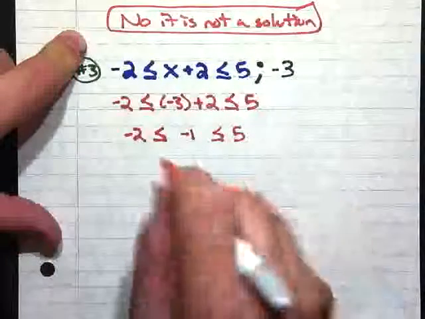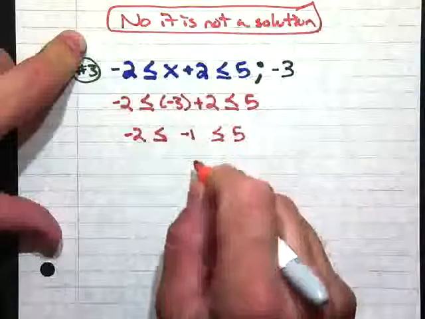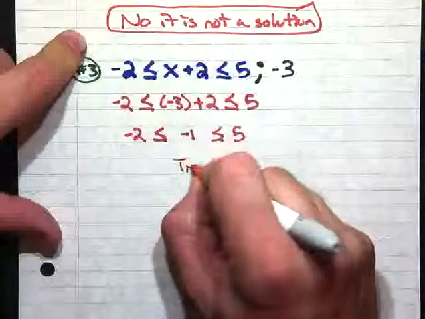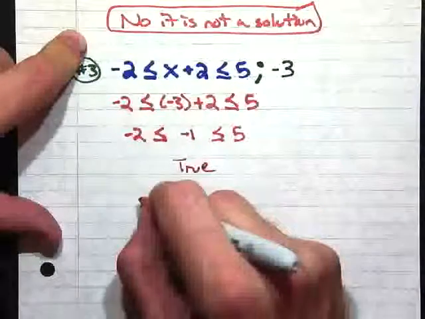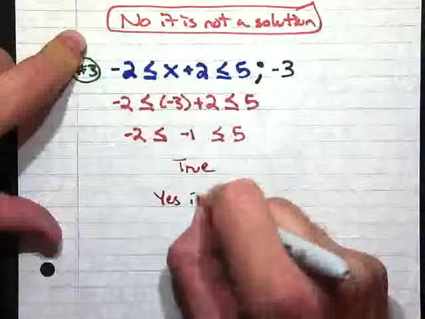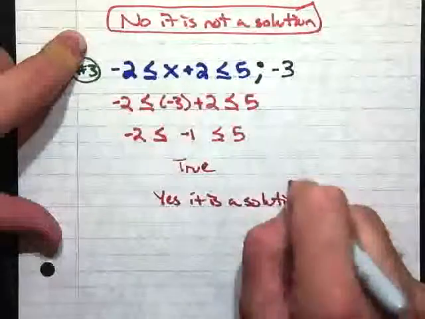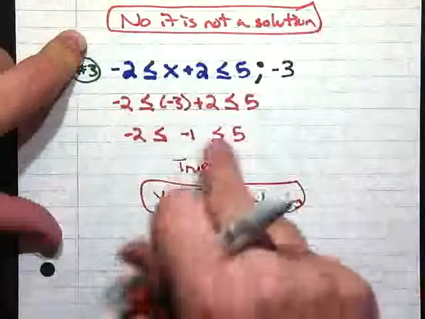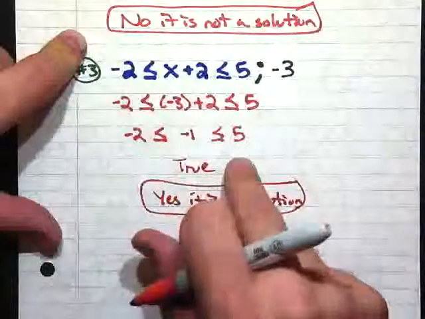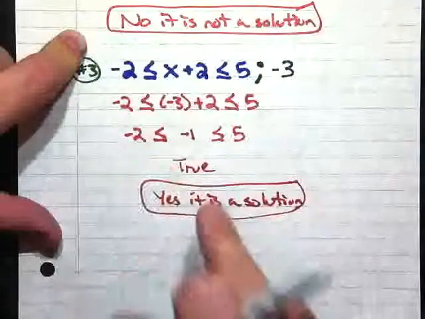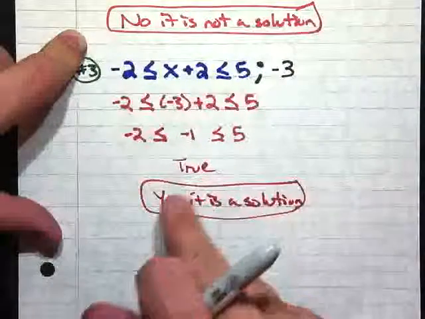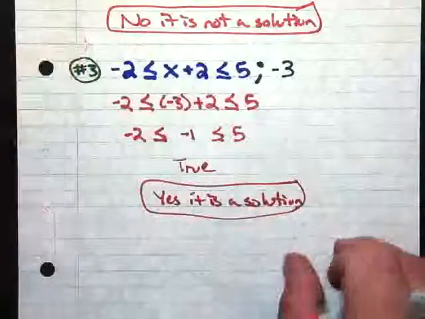Yes, it is. So because both of these inequalities are true, we're going to say yes, it is a solution. Now, if I did this and one of these inequalities was false, then this would be a false statement, and we would say no, it's not a solution.